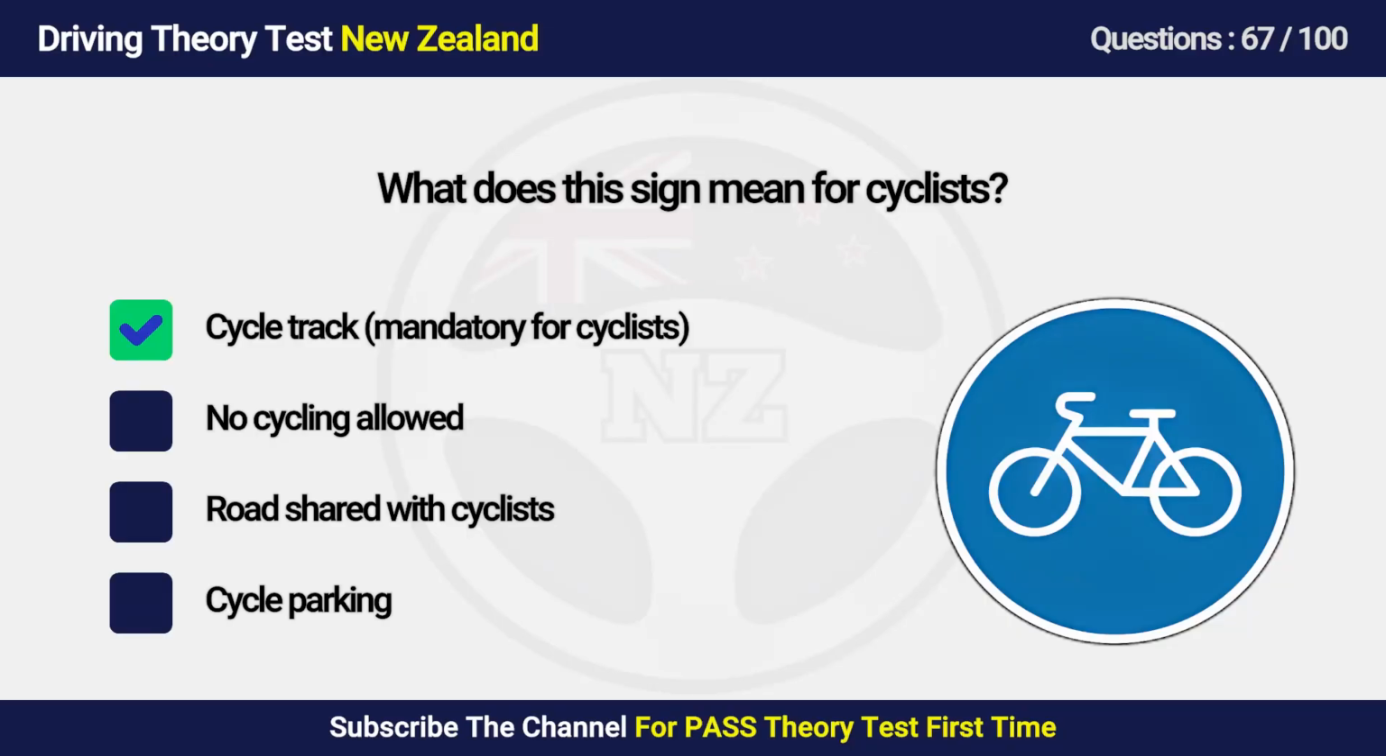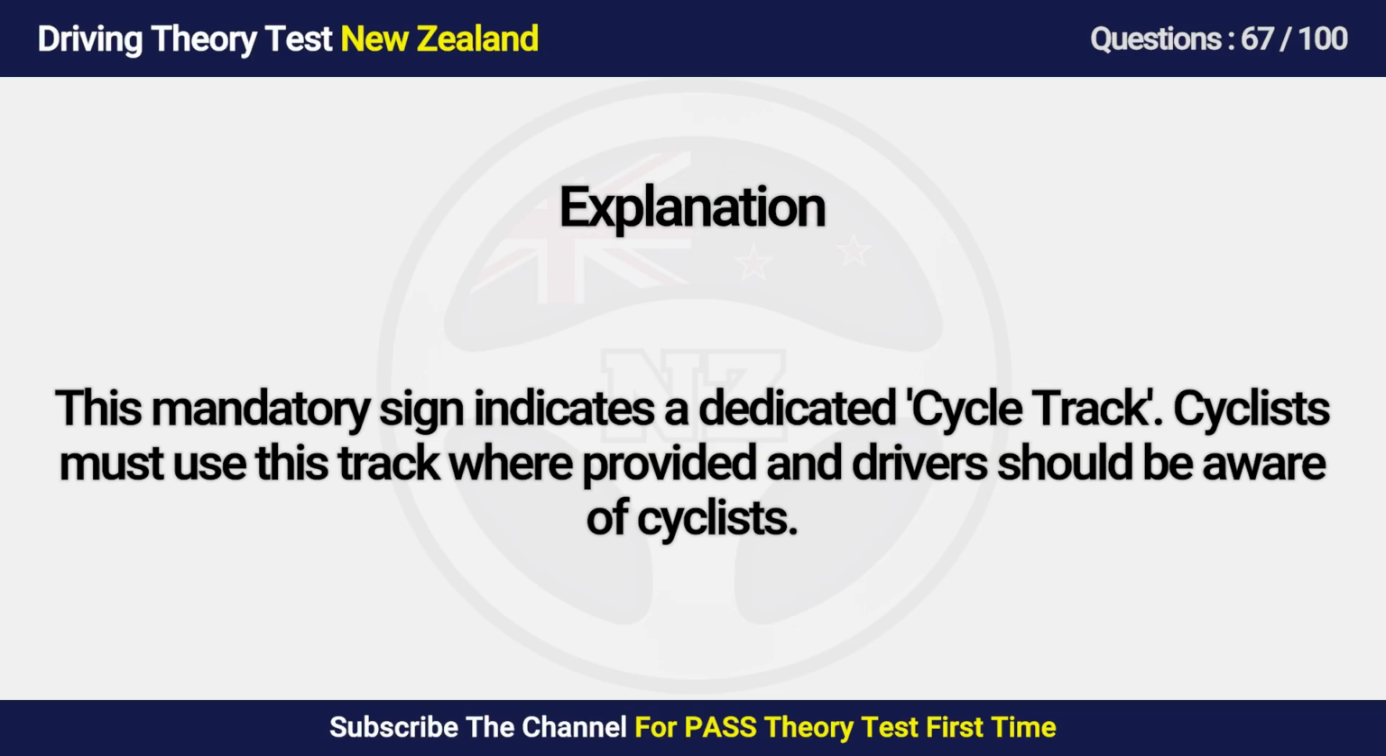Answer is A, cycle track mandatory for cyclists. This mandatory sign indicates a dedicated cycle track. Cyclists must use this track where provided, and drivers should be aware of cyclists.